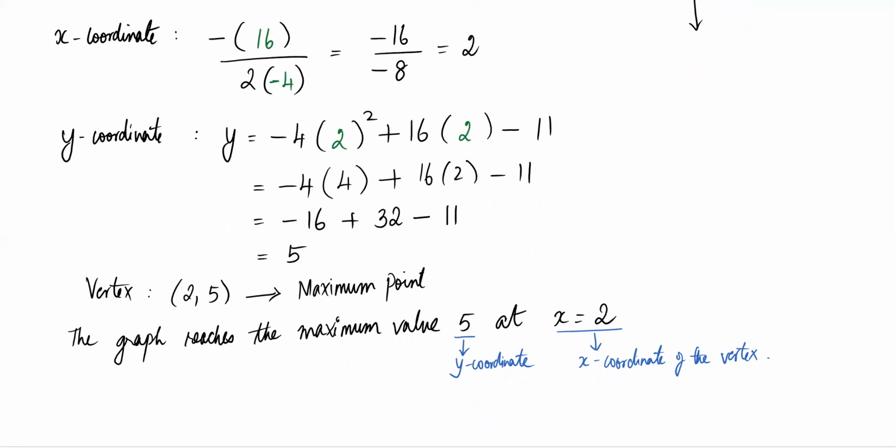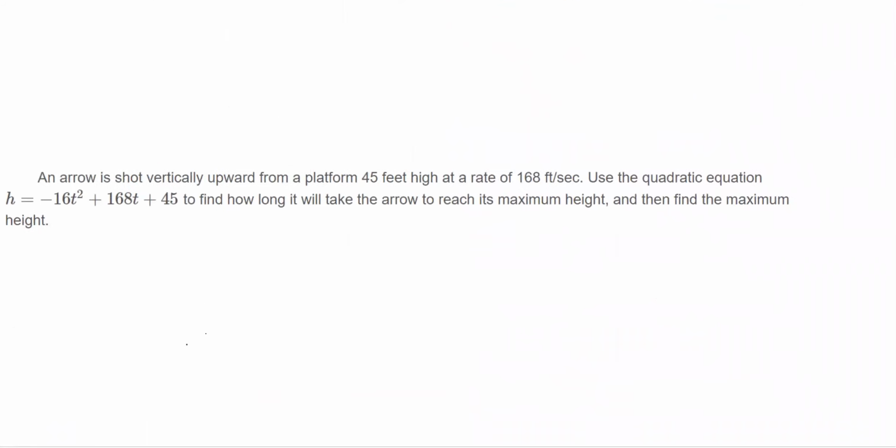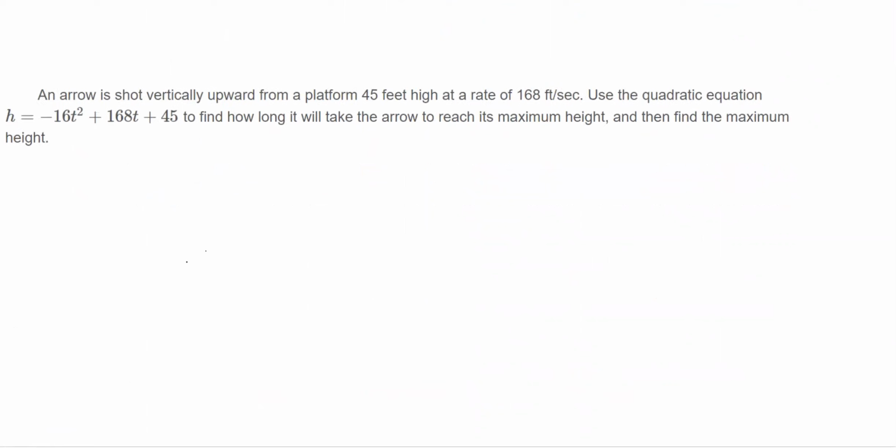As always, you want to look at the question and see what they want and respond appropriately. Let's take a look at this word problem. An arrow is shot vertically upward from a platform 45 feet high at a rate of 168 feet per second. Use the quadratic equation h equals -16t squared plus 168t plus 45 to find out how long it will take the arrow to reach its maximum height, and then find the maximum height.